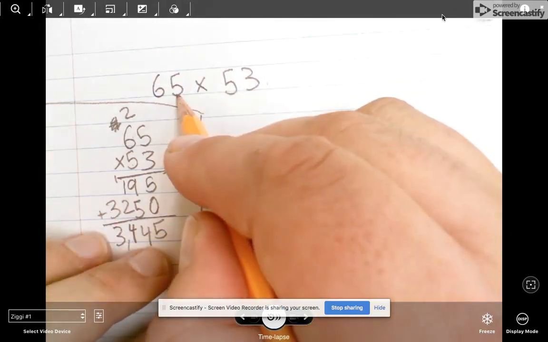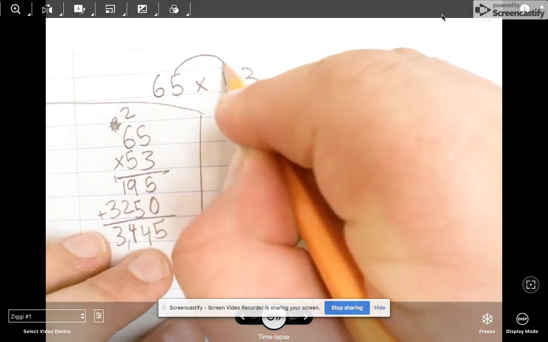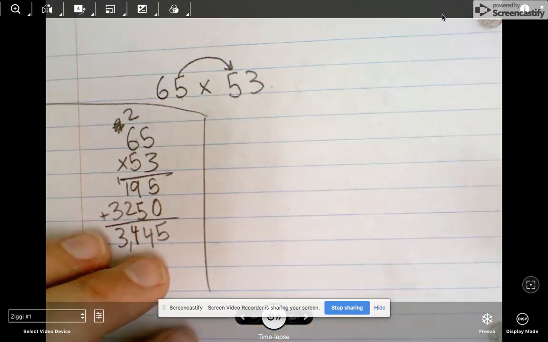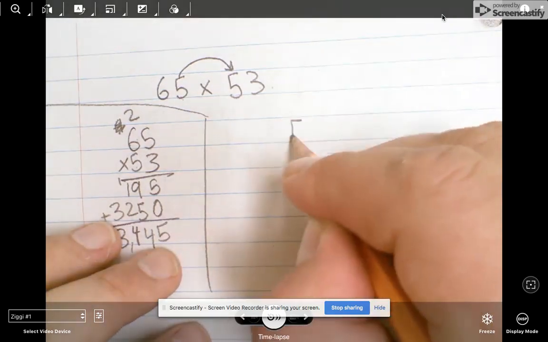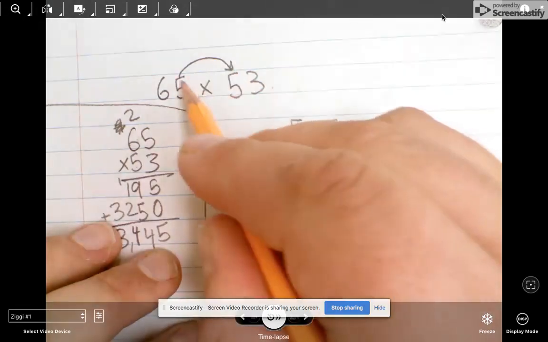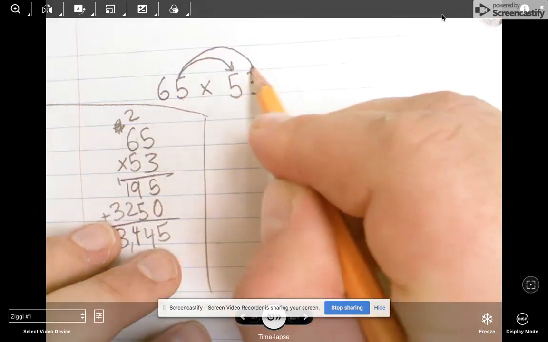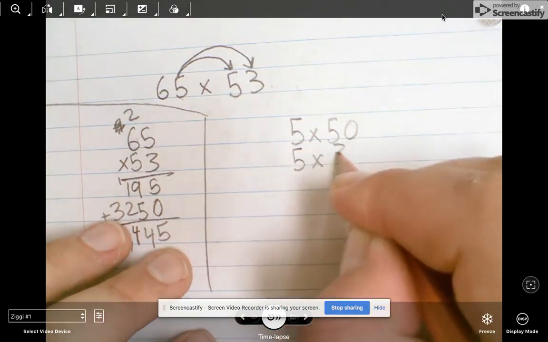So I'll start with the 5. This is a 5 in the ones place. So I'm going to take that 5 in the ones place, and I'm going to multiply it times the 5 in the tens place. That would be worth 50. So I would say 5 times 50. I'm also going to take that 5 in the ones place and multiply it by the 3 in the ones place. That would be 5 times 3.